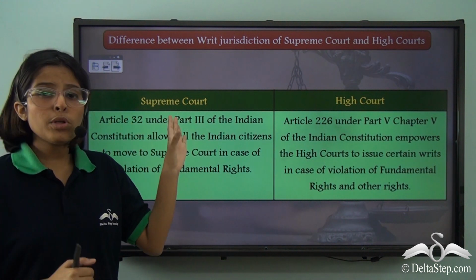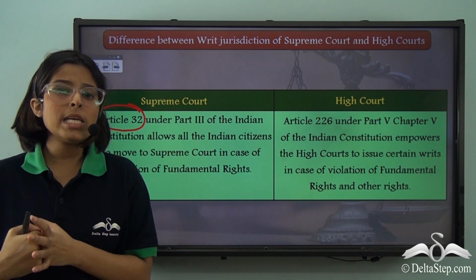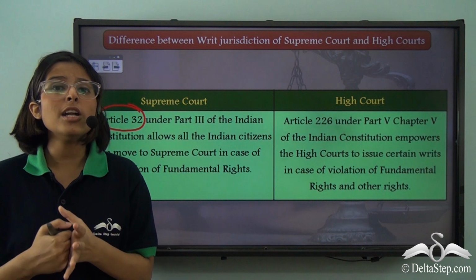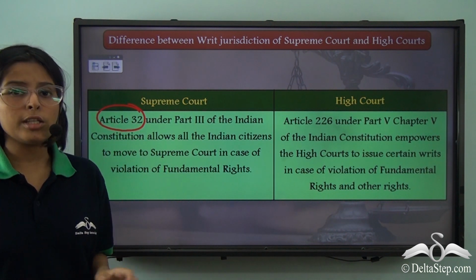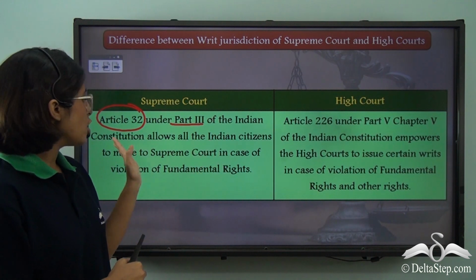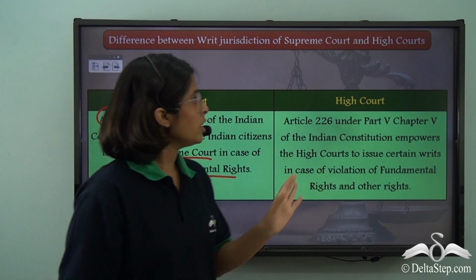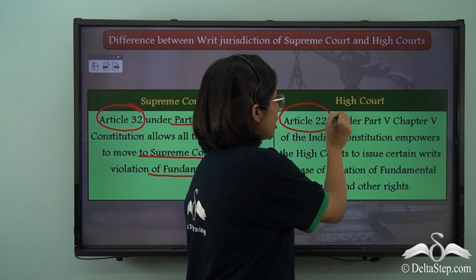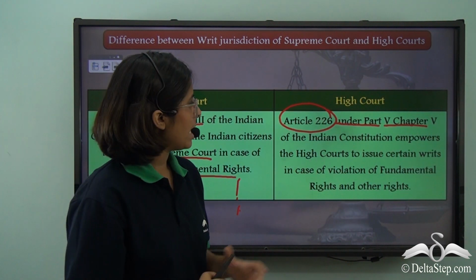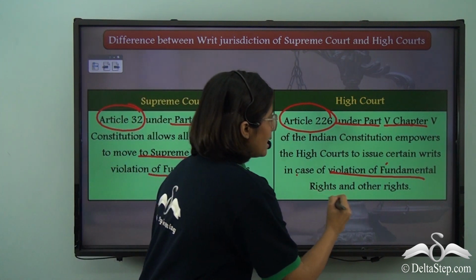So firstly, the Supreme Court's writ jurisdiction falls under Article 32. So as per Article 32, we can approach the Supreme Court to issue a writ. Now you must remember that Article 32 is our right to constitutional remedies. So Article 32 falls under Part 3 of the Indian Constitution and it allows all Indian citizens to move the Supreme Court in case there is a violation of our fundamental rights. However, the High Court's writ jurisdiction falls under Article 226, which is under Part 5, Chapter 5 of the Indian Constitution. And it empowers the High Court to issue certain writs in case of violation of fundamental rights and other rights.